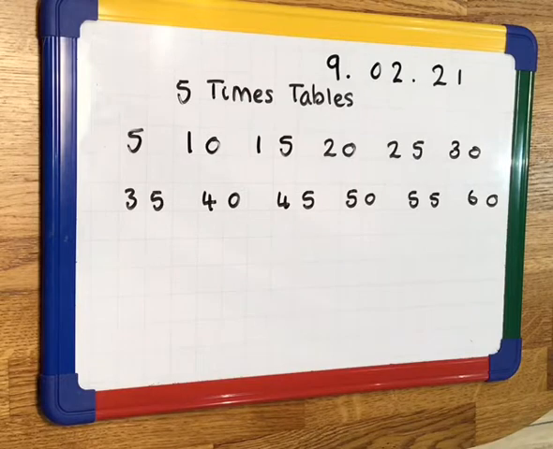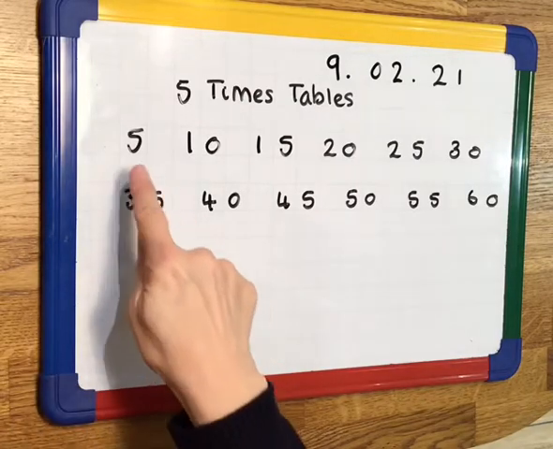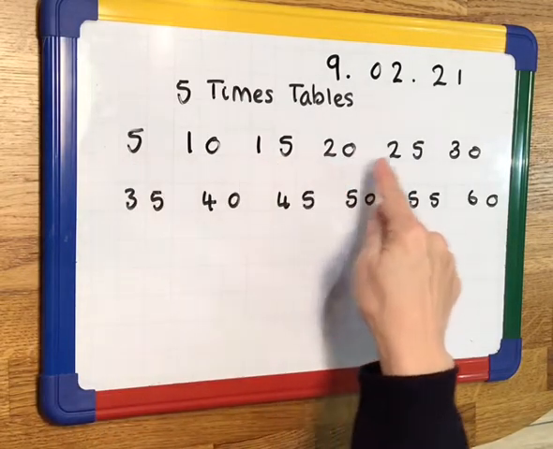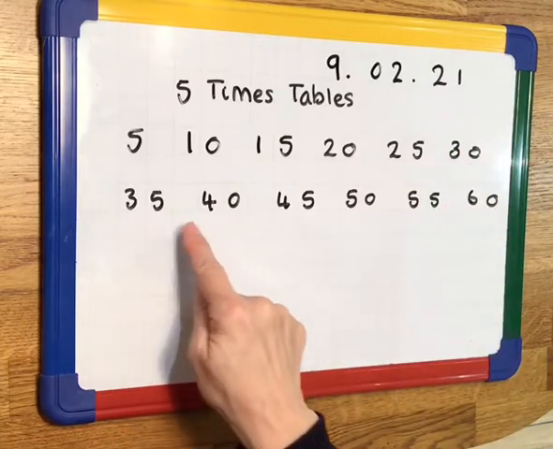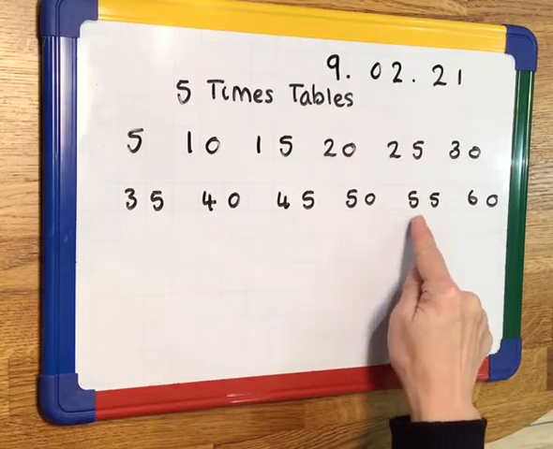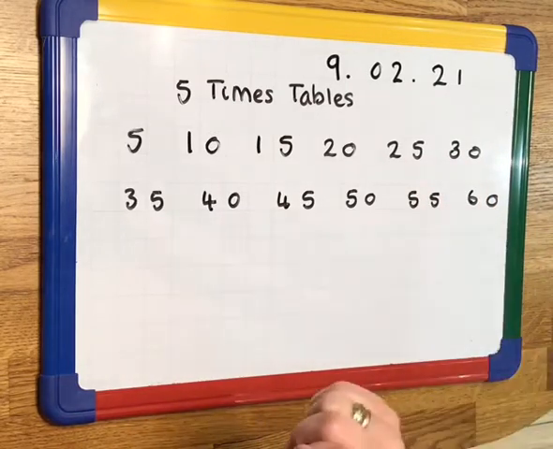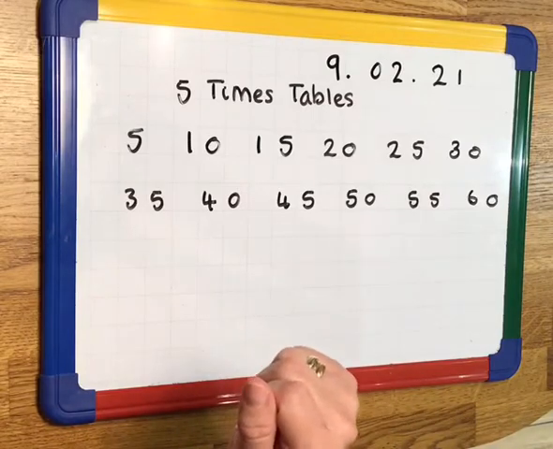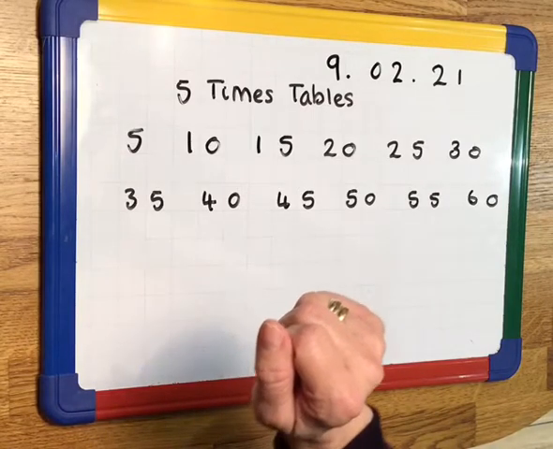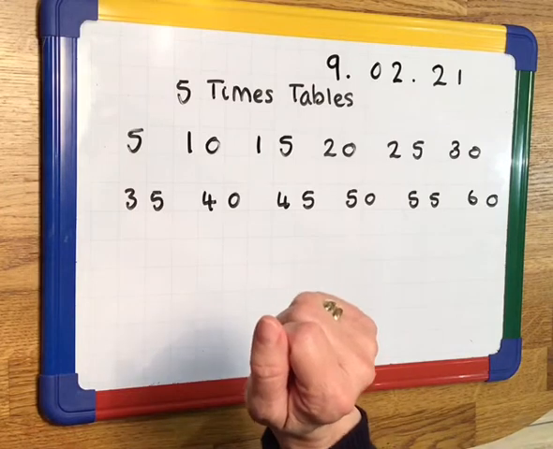So children, I want you to look at the numbers that we've just said. 5, 10, 15, 20, 25, 30, 35, 40, 45, 50, 55, 60. Do you notice a pattern? Pause the video for a moment and talk to your grown-up.